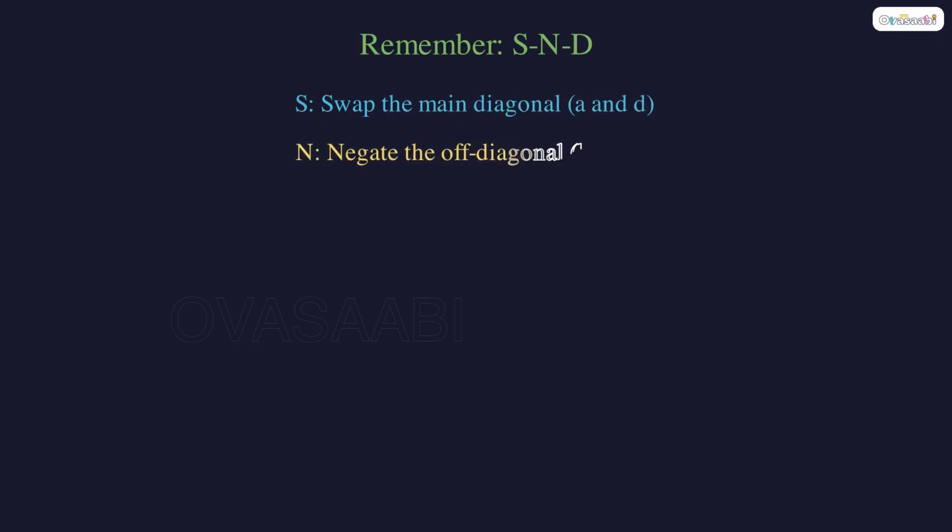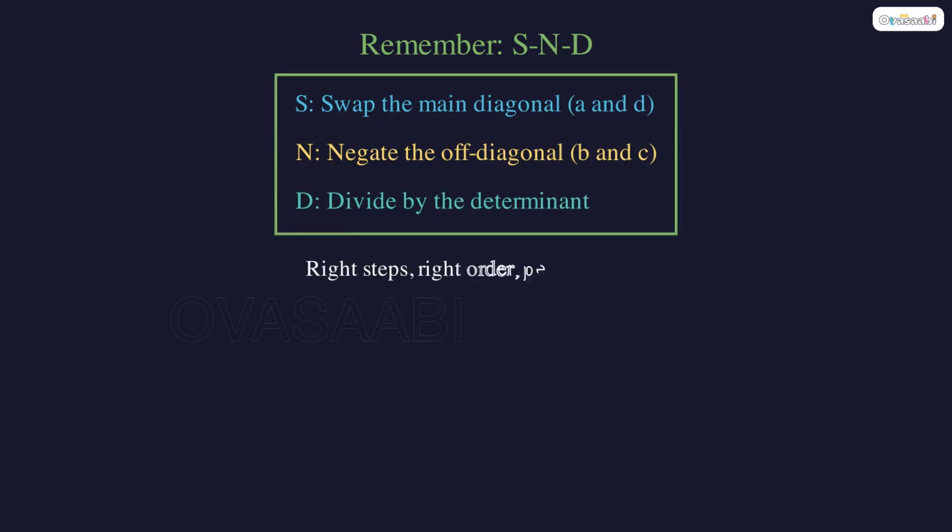Remember SND. Swap the diagonal, negate the others, divide by the determinant. Like cooking jollof, right steps, right order, perfect result, every time.